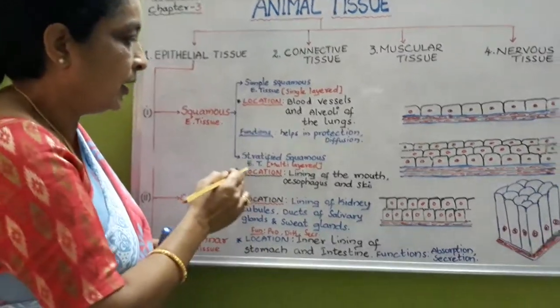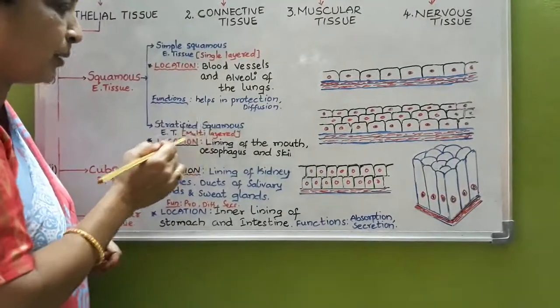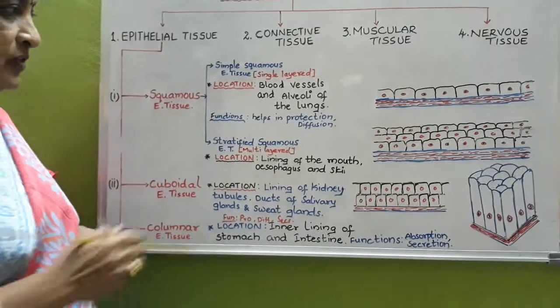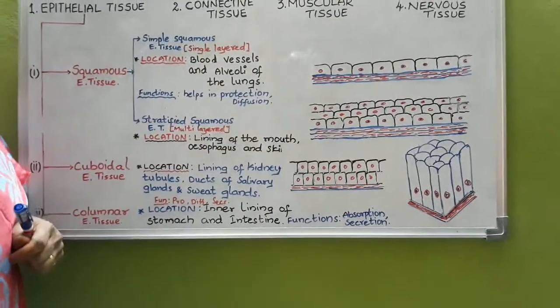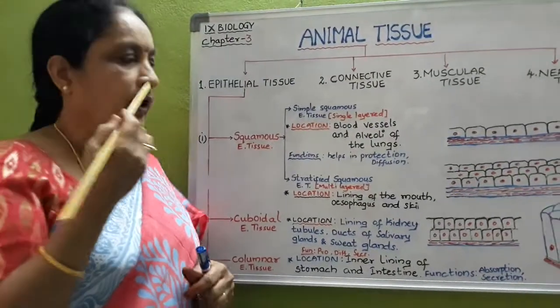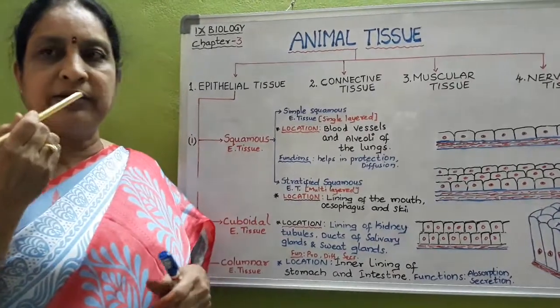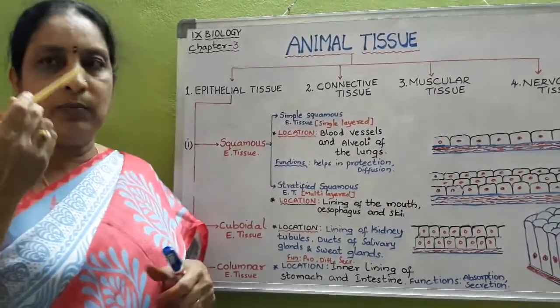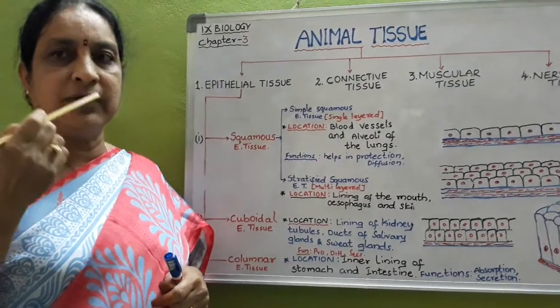The location of this stratified squamous epithelial tissue is the lining of the mouth. In earlier classes, we did an experiment activity on the lining of the mouth. Cheek cells, we observed the cheek cells.